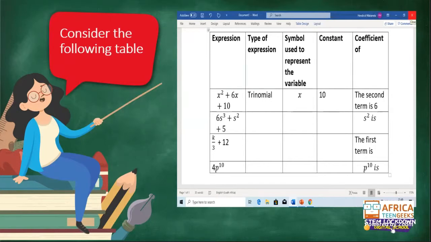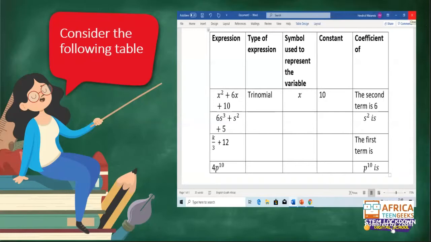Yes, sir. It's a monomial. No, we are not yet there. We are in the last term. We are here. Can you see my arrow there? Yes, sir. I want the coefficient of the first term. It will be 1K, sir.